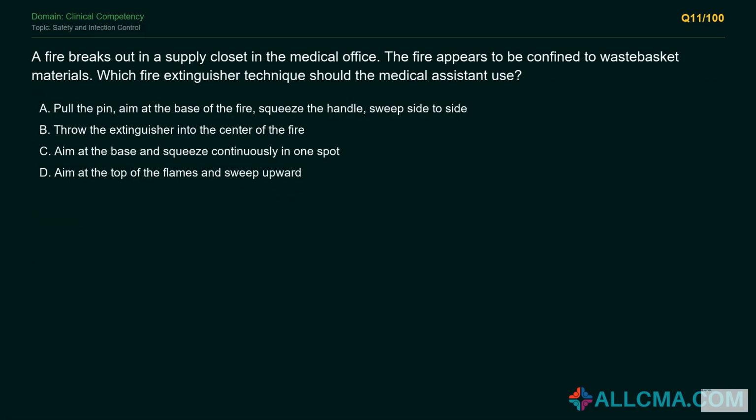Question 11. A fire breaks out in a supply closet in the medical office. The fire appears to be confined to wastebasket materials. Which fire extinguisher technique should the medical assistant use?